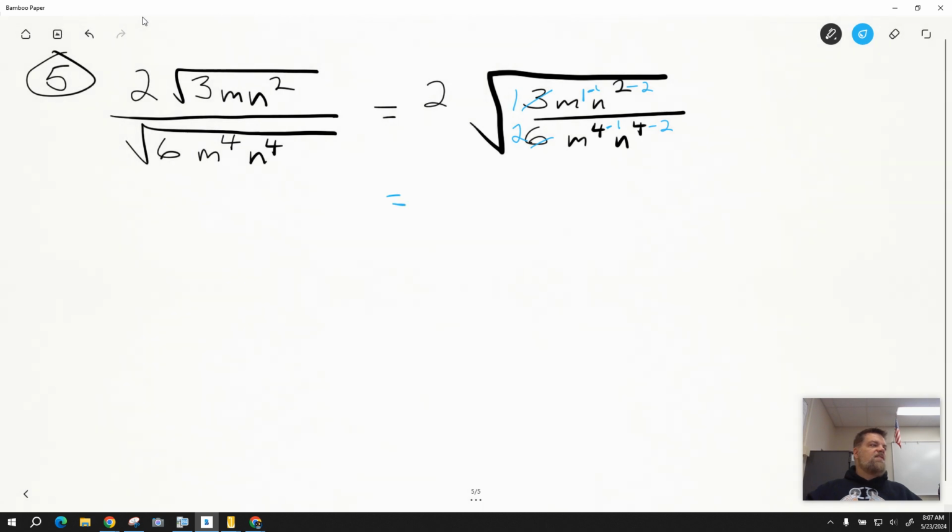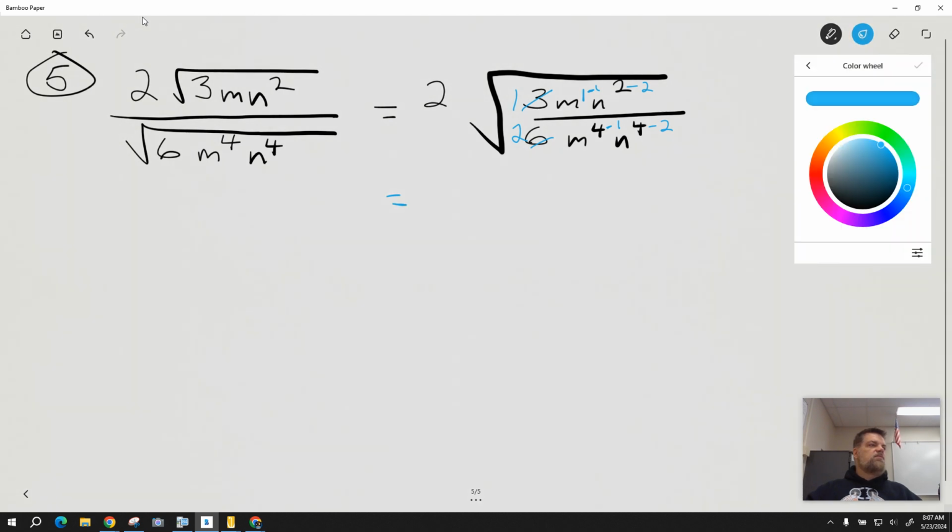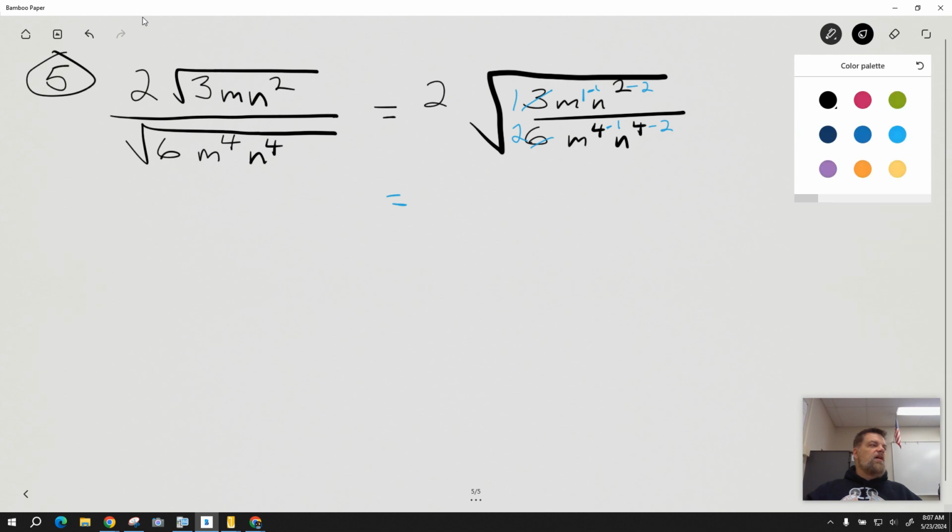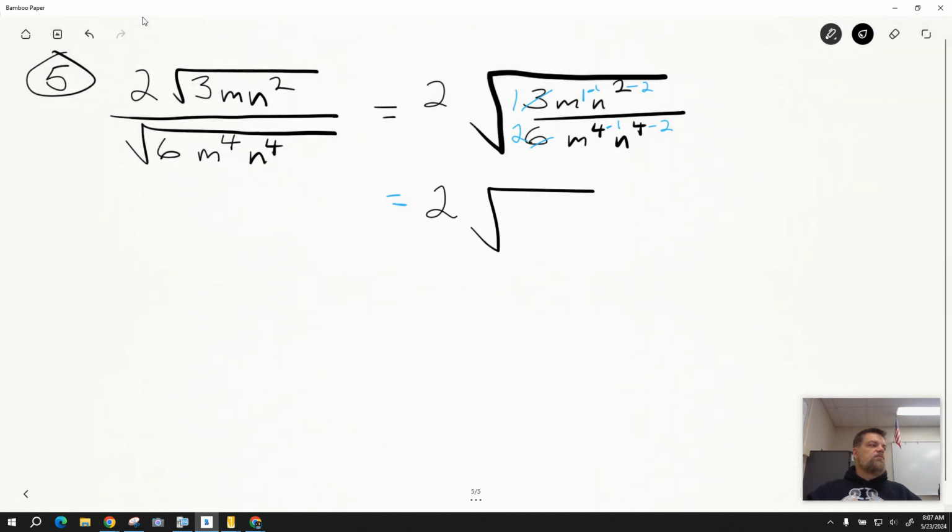So on my next line, I'm going to get 2 square root 1/2. m to the 0 just becomes 1, n to the 0 just becomes 1, and then on the bottom here I've got m to the 3rd n to the 2. I know you guys are writing that down, but I want to give you a second to process and see what I'm doing here.